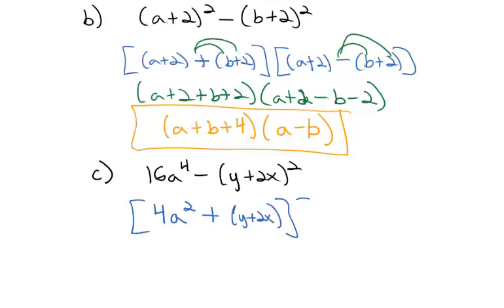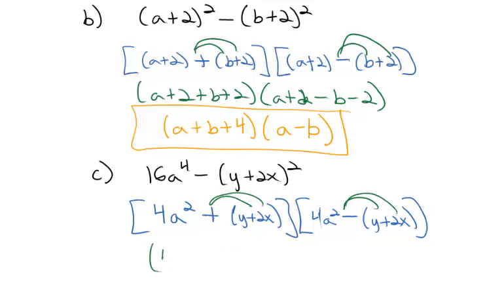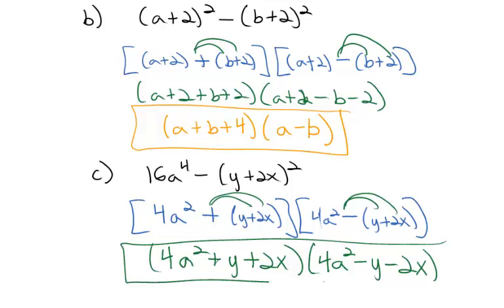And so to factor, we make it the sum and the difference of those square roots: 4a squared plus y plus 2x, and 4a squared minus y plus 2x. Again, we'll simplify by distributing the negatives and the positives through the parentheses. The positive's not going to do much, so the first factor is 4a squared plus y plus 2x. The second factor is 4a squared minus y minus 2x. And we have our solution. So that's our first factoring special product.